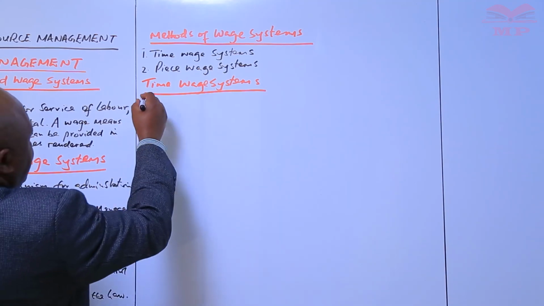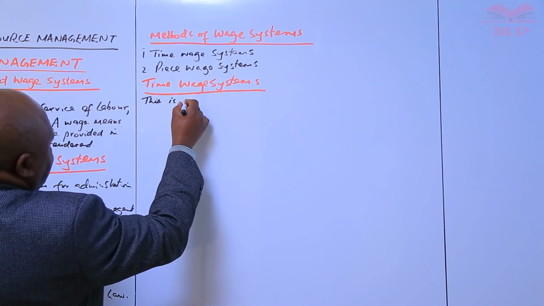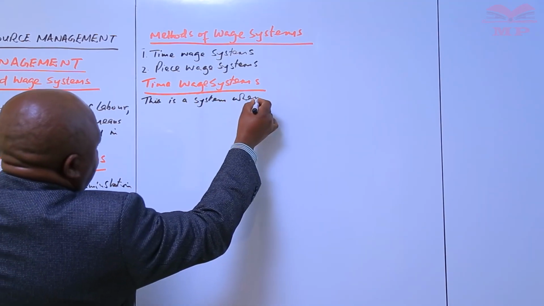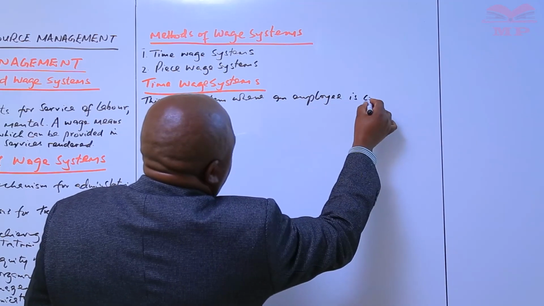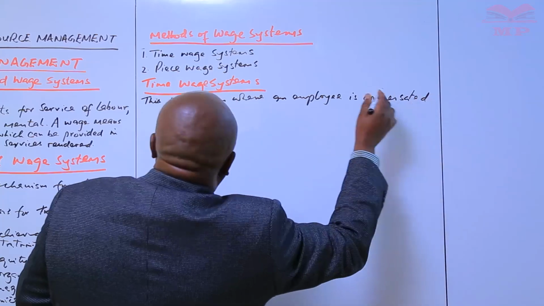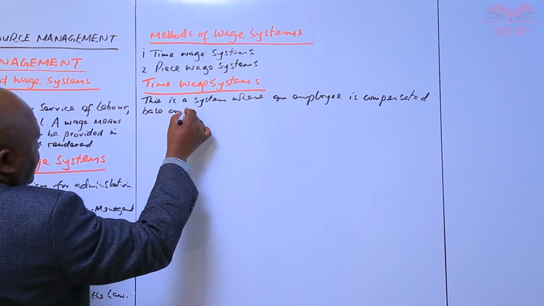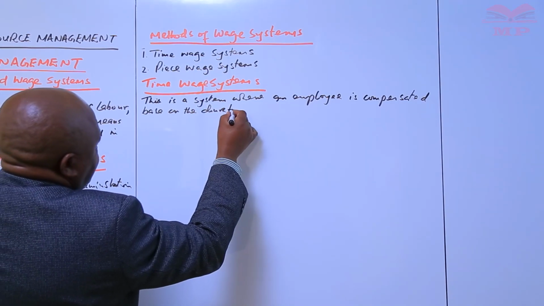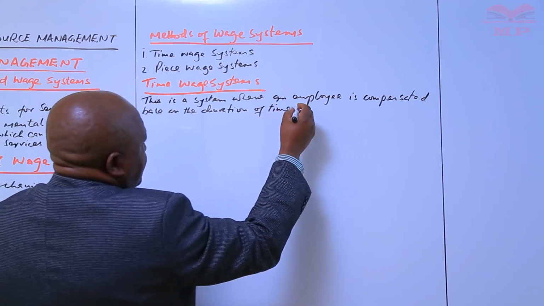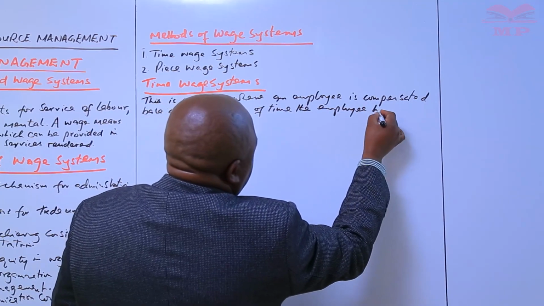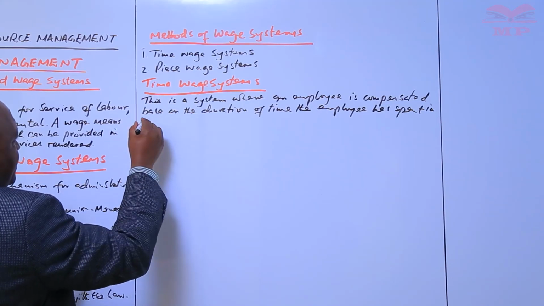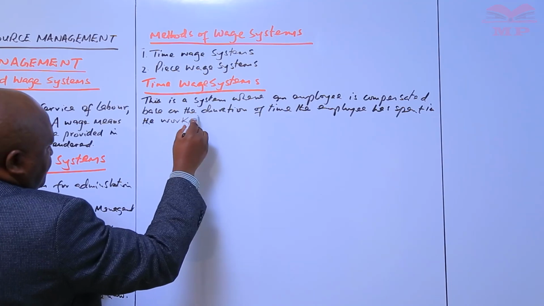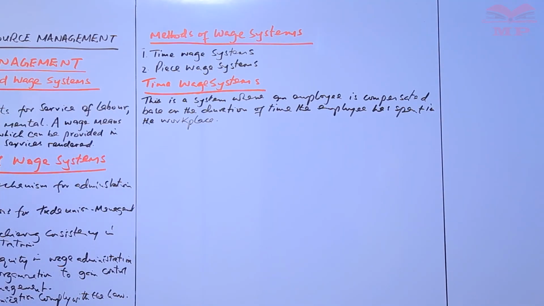So these time wage systems, this is a system where an employee is compensated based on the duration of time the employee has spent in the workplace. So basically, learner, this could be maybe a day, 2 hours, 3 hours, 4 hours. So basically it's an element of time.